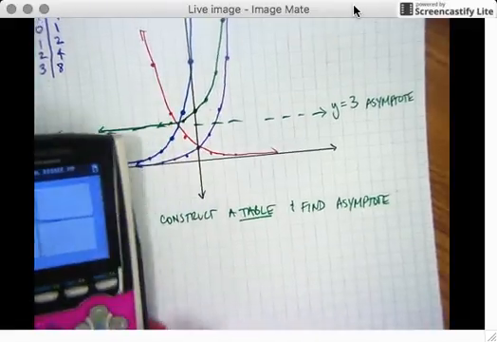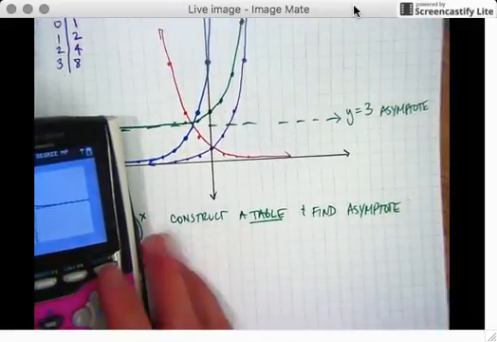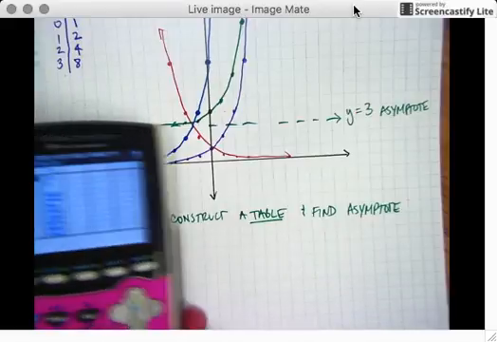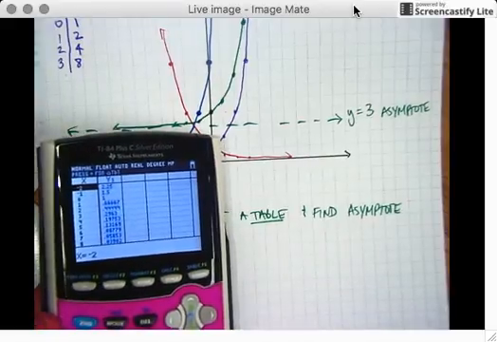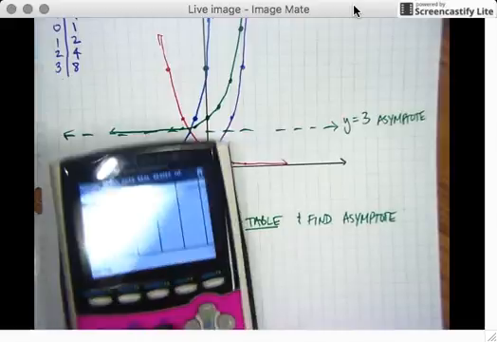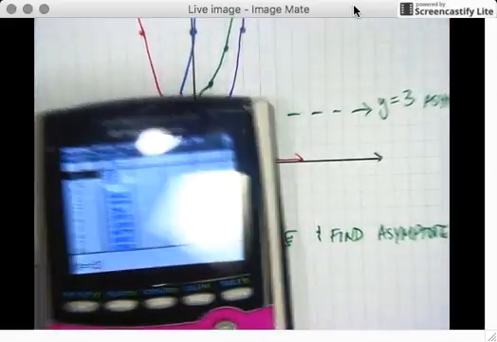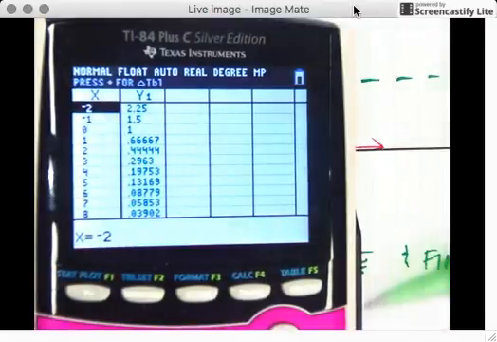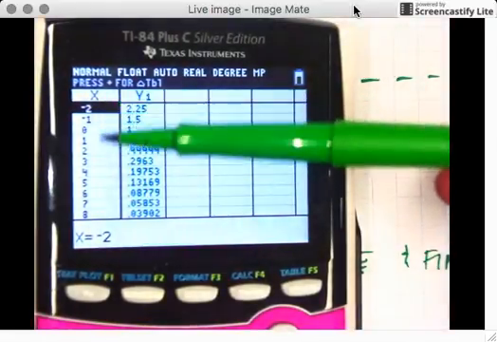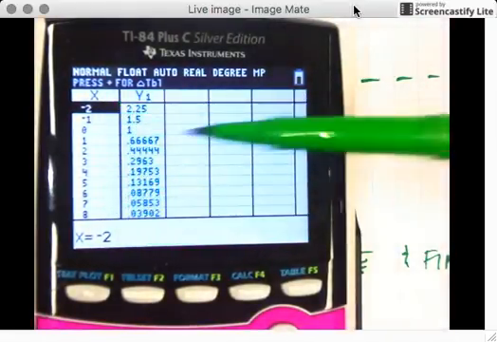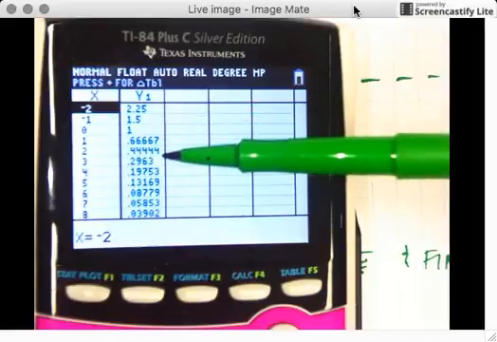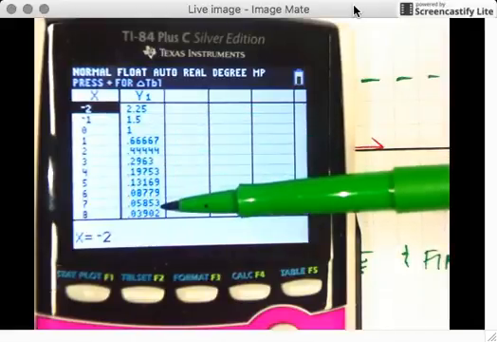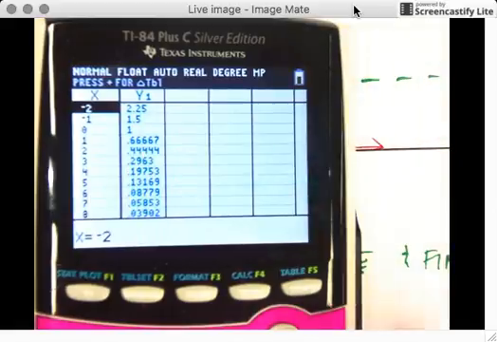But I want you to see what it looks like in the table. So let's see, I don't even know what my table settings are right now. Oh, this is actually not too bad. Let me zoom in on them a bit. So you're going to copy this down on your paper. Copy down the table. But you can see as the x's are getting bigger and bigger, these numbers are getting smaller, smaller and smaller, and you can keep going down the table.